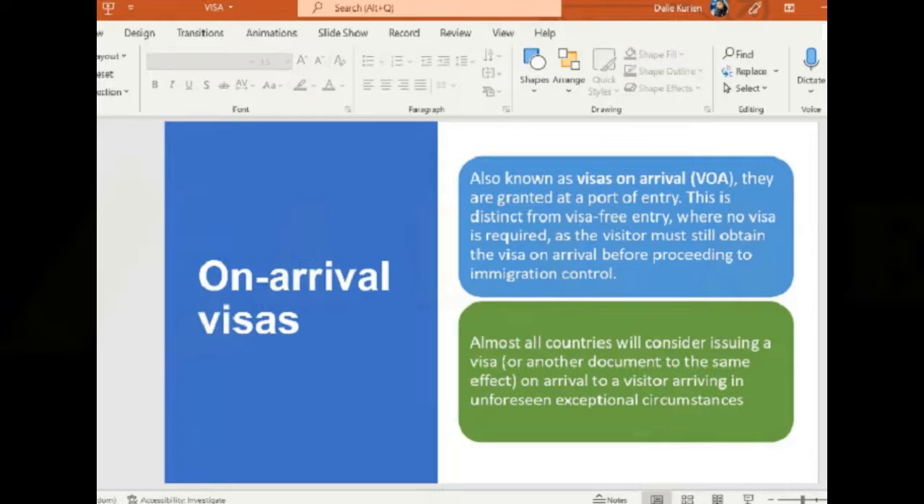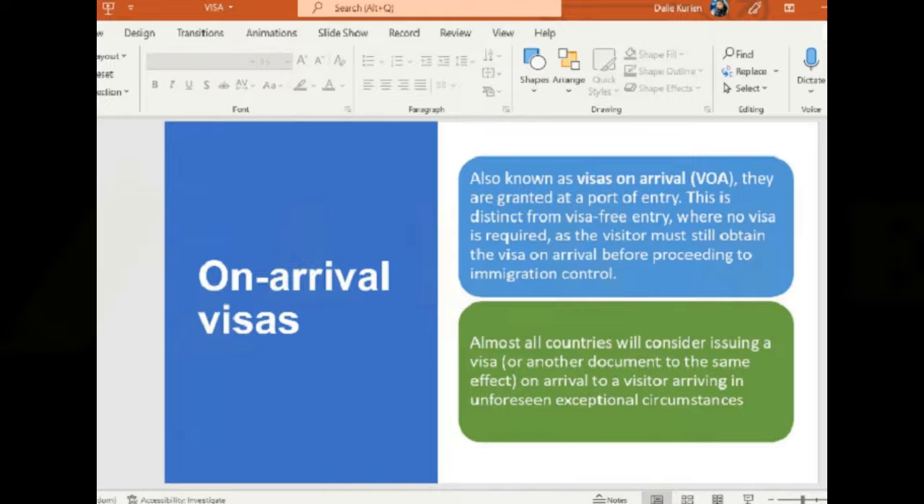Almost all countries will consider issuing a visa or another document to the same effect on arrival to a visitor arriving in unforeseen exceptional circumstances. These kinds of visas are only given in exceptional conditions. Let's say a serious medical case happened and the person needs to be shifted immediately. There is no time to wait. They speak to the embassy and state that this is the condition, there's no possibility of waiting, and we need to shift the person immediately.